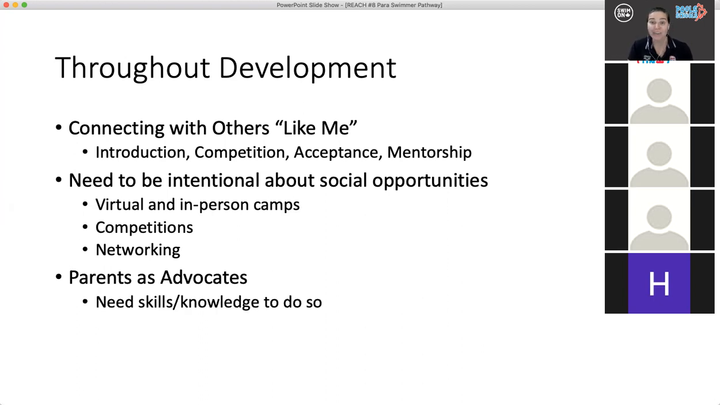For parents, parents need the skills and knowledge in order to advocate. Parents need to not only be aware of what their child's abilities are and their child's impairment entails, but they also need to have knowledge about swimming to know when they should say something and when they shouldn't. So to try and help that, I am hoping to be hosting, as I said earlier, some regional in-person camps for grassroots levels. And there will be a parent session with those camps, because I recognize how important it is for parents to have the opportunity to ask questions and also to meet each other.